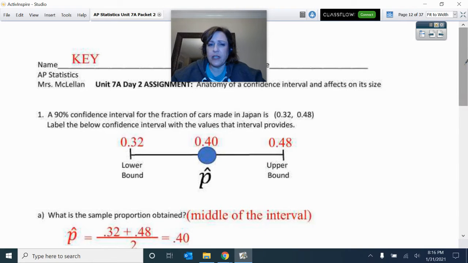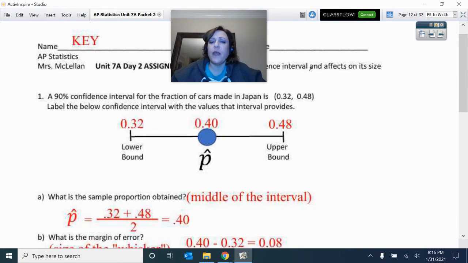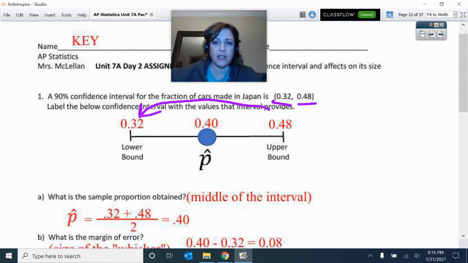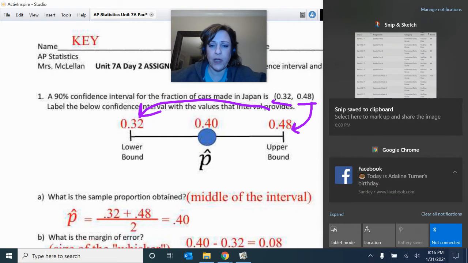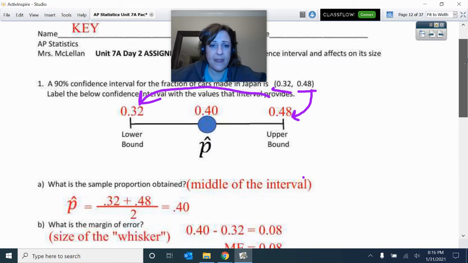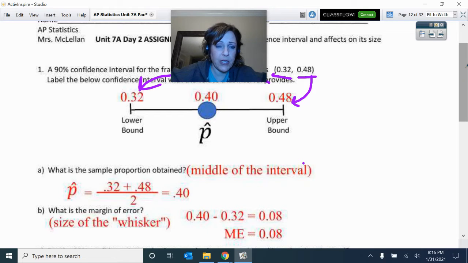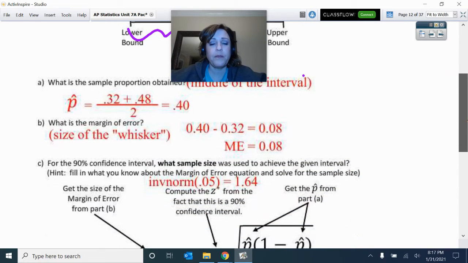All right, let's go over your day 2 assignment. Here, whenever you had the bounds to your interval, that's the lower bound and the upper bound. You know that the p hat is the value right in the middle, so you could just average those. And so 0.40 was right in the middle. Then the margin of error is how much is from that 0.40 to one of the outside bounds.